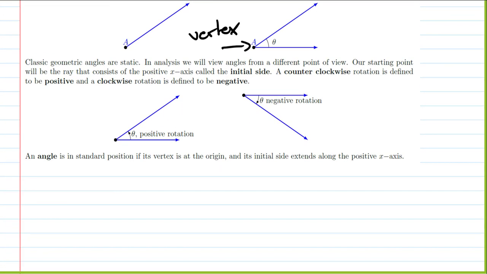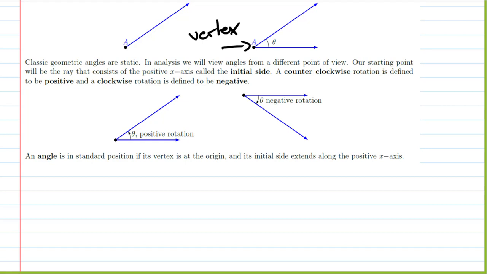In classic geometry, angles are static. And what that means is that we have a union of two rays, and we will have an angle, and it's not allowed to change. The other thing in classic geometry, there is no such thing as the measure of a negative angle. It doesn't make sense. So you couldn't have a triangle that had an angle that had measure negative 30 degrees. So it turns out that we need a more general definition of an angle.